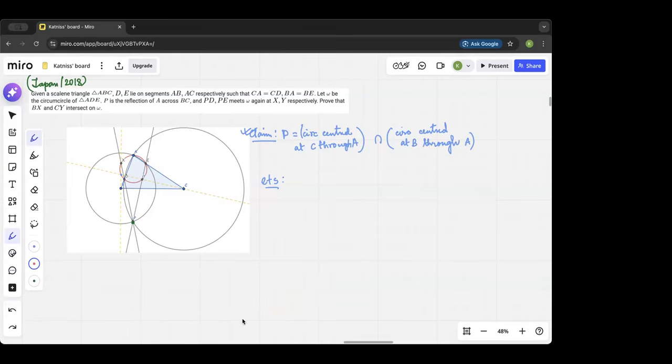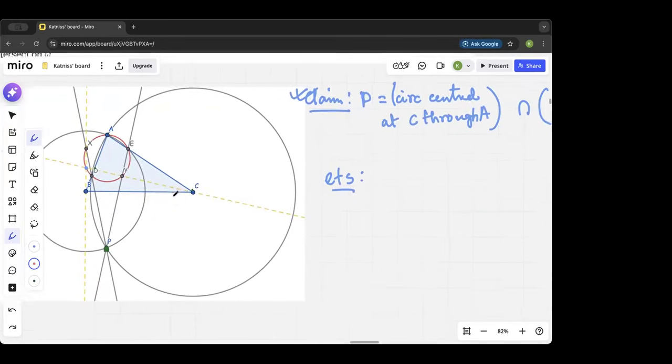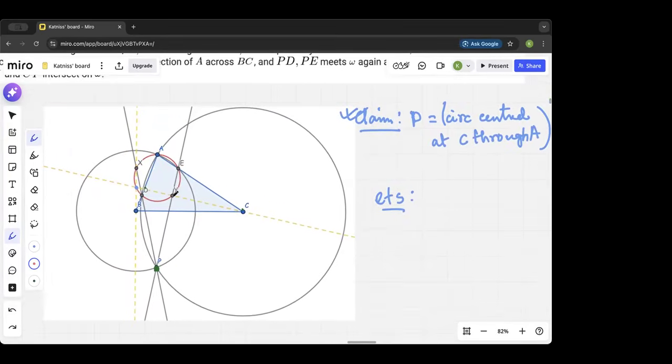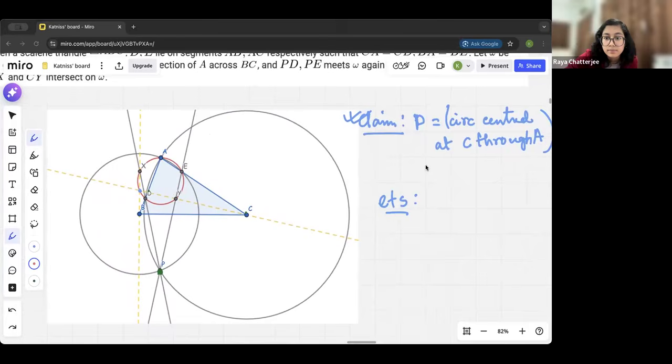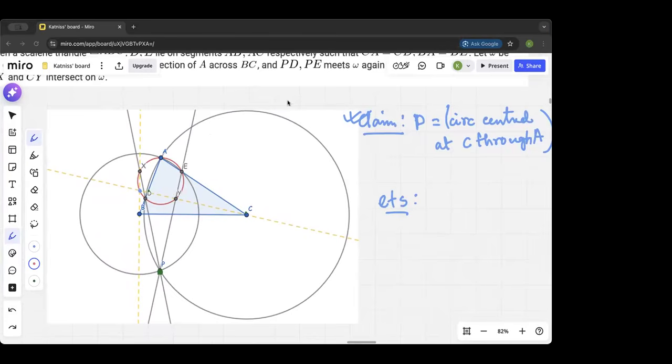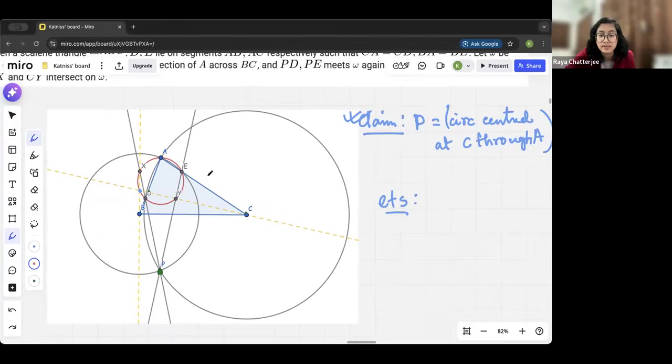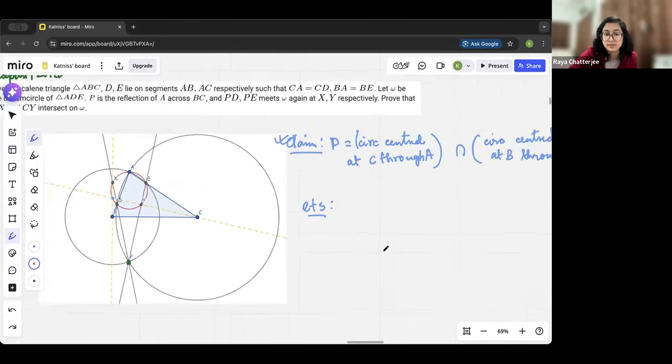Sorry, I just have a guess, not a proof yet. Is A the spiral center of CY and BX? Is that what you have to show? Yes, A is the spiral center of CY and BX. Exactly. Or you can say it like it sends XY to BC. That is enough to show, right?